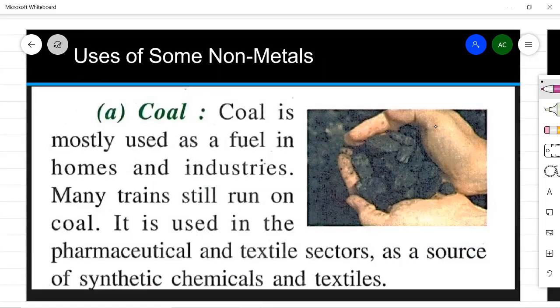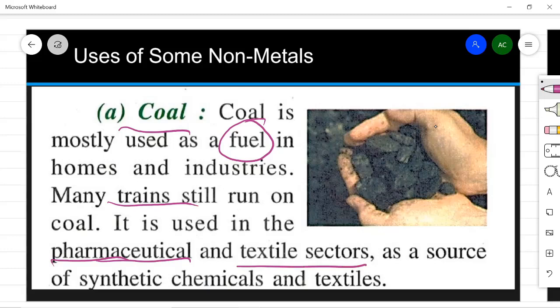नाउ वन बाय वन वील सी कार्बन का हर फॉर्म में क्या यूज़ है. फर्स्ट वील सी इन द फॉर्म ऑफ कोल. कोल इज़ यूज्ड एज फ्यूल, जिसको बर्न करने पे हीट एनर्जी निकलती है. इन होम एंड इंडस्ट्री many trains still run on coal, and it is used in pharmaceuticals. The companies which make medicines are known as pharmaceutical companies. So there it is used.